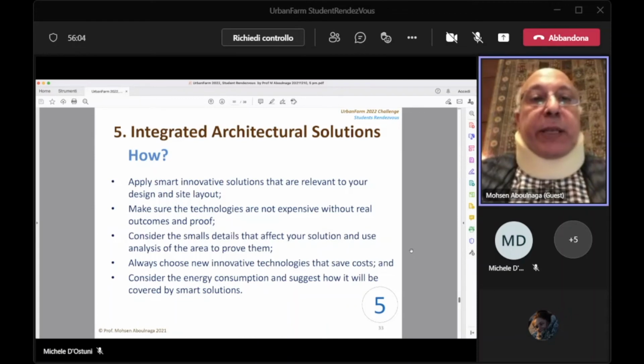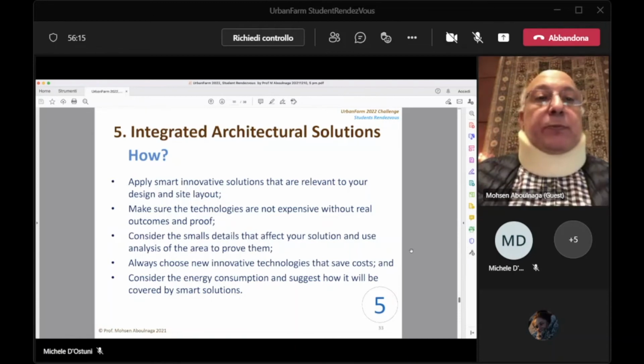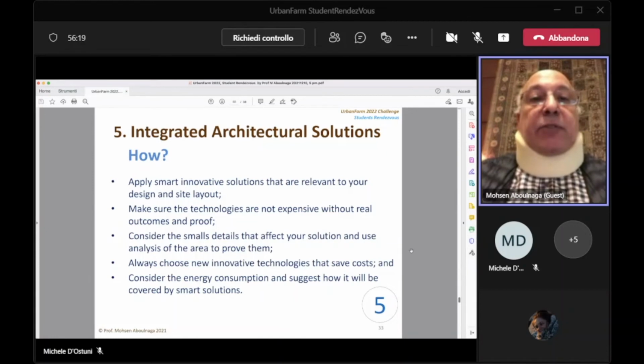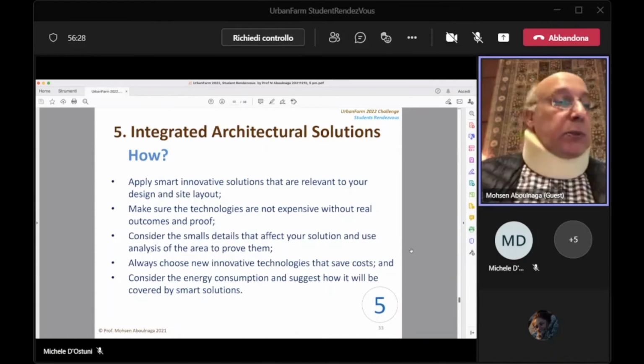Consider the small details that affect your solution and use analysis of the area to prove them. You need to prove your analysis. Concept proof. Always choose new innovative technologies that save costs and consider the energy consumption and water consumption, and suggest how it will be covered by smart solutions.